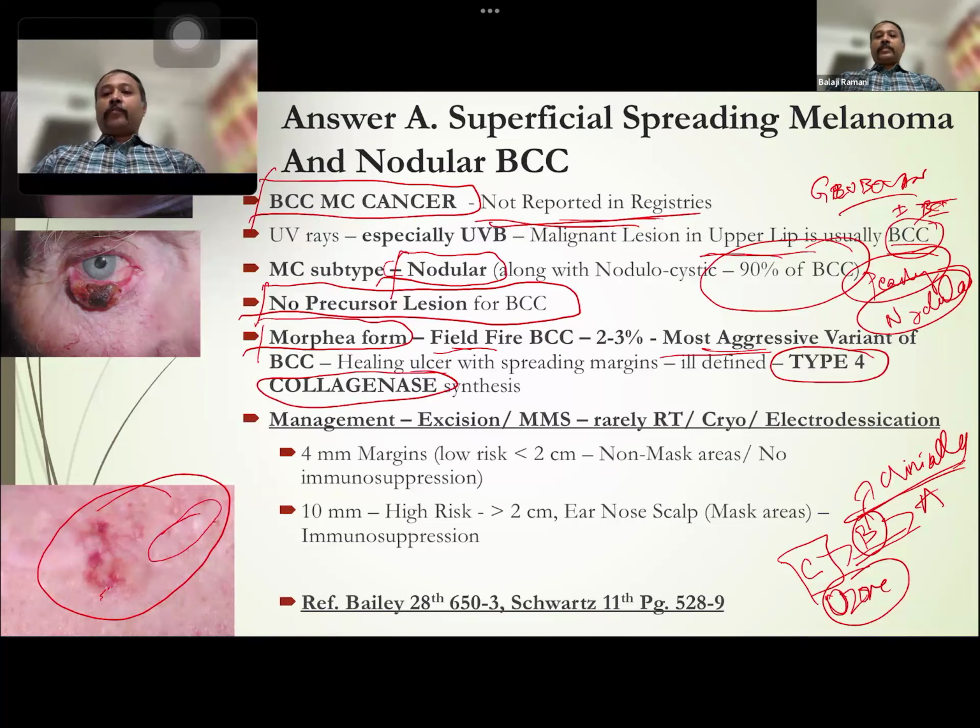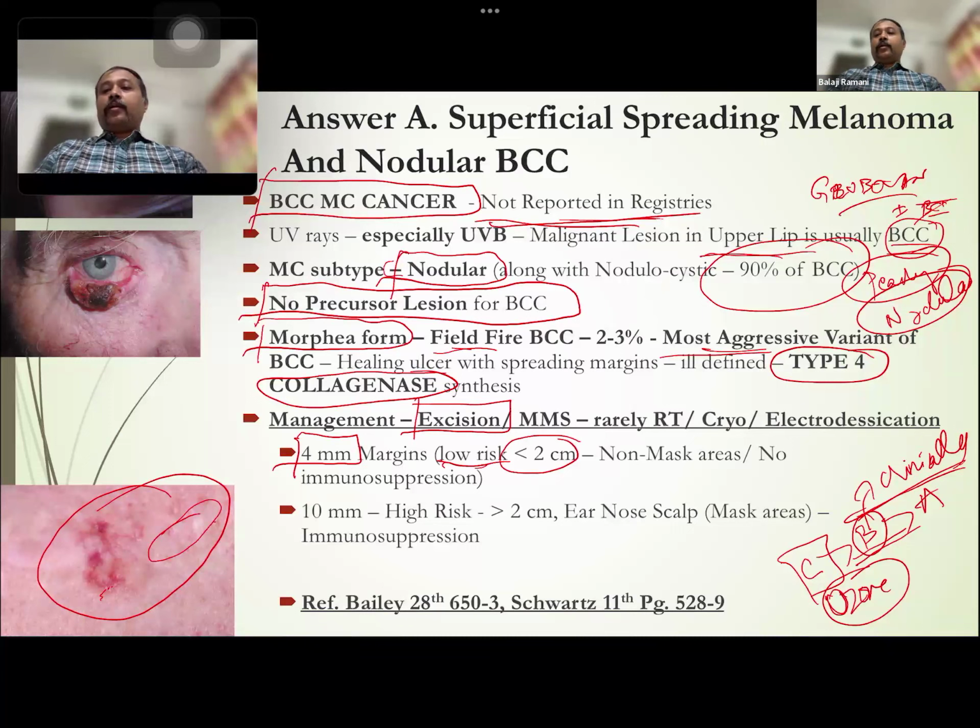Now, the management of BCC is excision. Classical treatment is going to be excision. Rarely you can use other modalities like Mohs micrographic surgery, radiation, cryotherapy, etc. Now, what is the margin that you will give? So the answer is a 4 millimeter margin for low risk. So low risk is anything less than 2 centimeters.